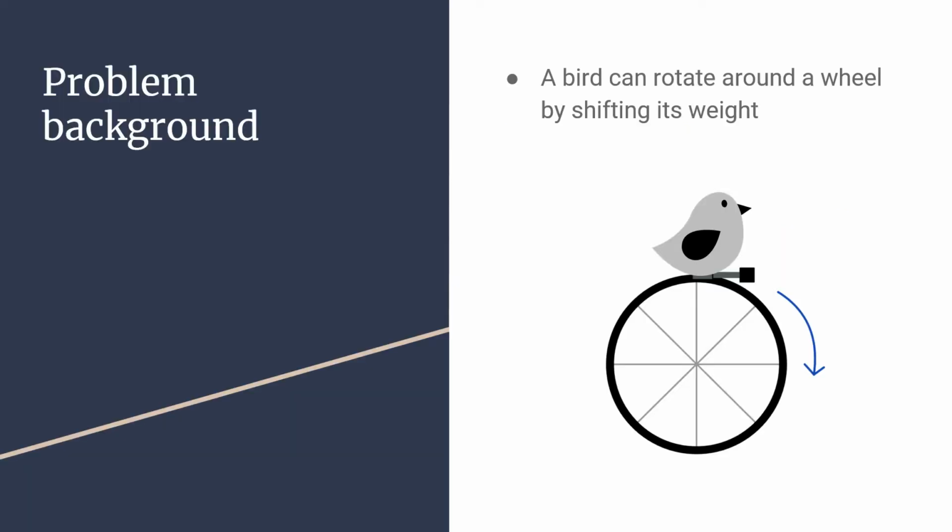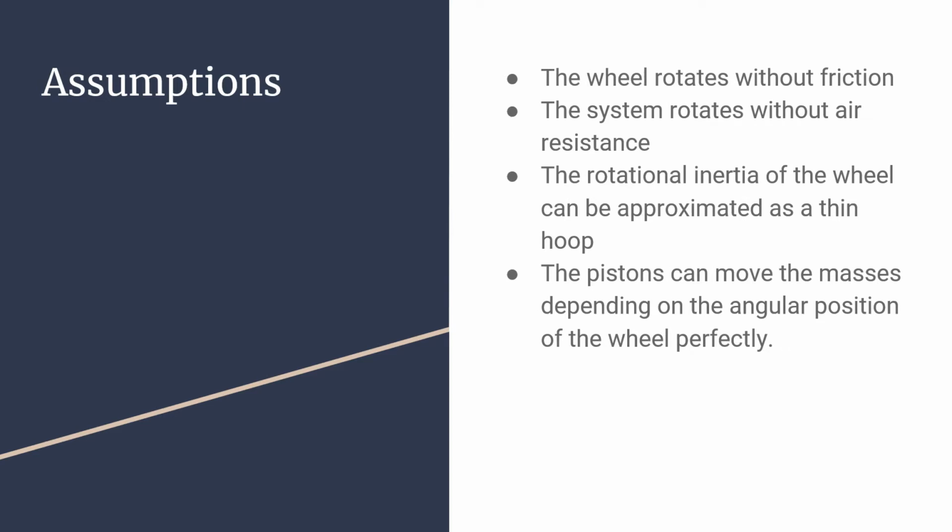So our problem revolves around a bird on a wheel, revolving around a wheel by shifting its weight. Some assumptions we've made for our system include that the wheel rotates without friction because ball bearings produce very little friction. The system rotates without air resistance because we use masses to replicate our bird. The rotational inertia of the wheel we approximated using a thin hoop to easily calculate it. And the pistons that we used at the end of our wheel to move the wheel around can move perfectly depending on the angular position of the wheel.